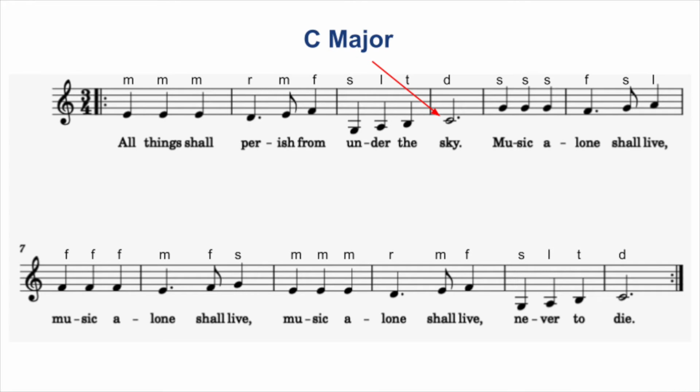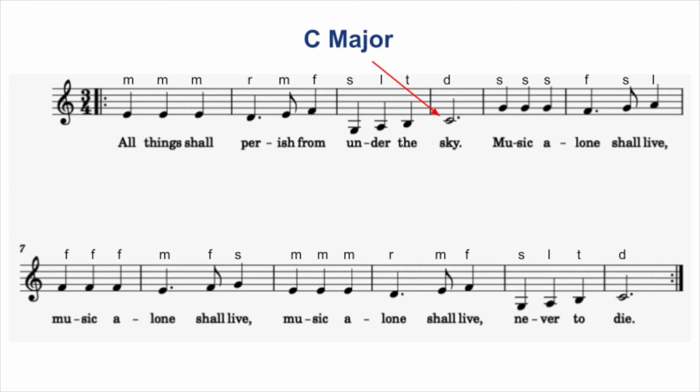Here's the music for the song in C major. Before we start learning the notes, let's look at the rhythm. If we read the words in rhythm in the first 4 measures, we'll have all the rhythms you need for the whole song. So let's do that. 1, 2, 3. All things shall perish from under the sky.